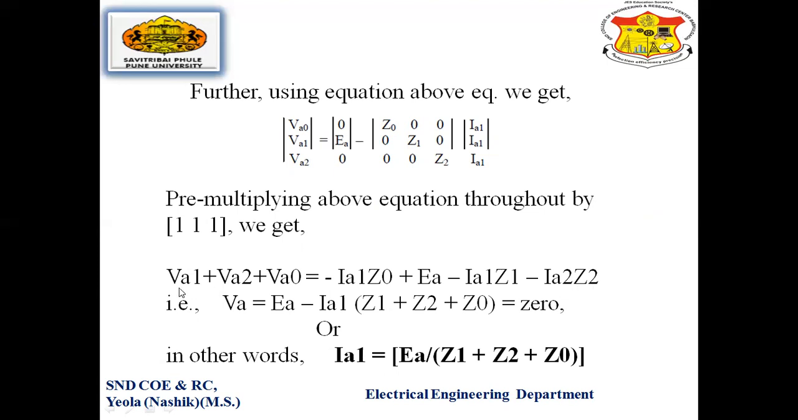That is, VA, which is equal to VA1 plus VA2 plus VA0, is the voltage of phase A, which is equal to EA minus IA1 into (Z1 plus Z2 plus Z0), which is equal to 0. By solving this equation, we can say that IA1, the positive sequence current, is equal to EA divided by (Z1 plus Z2 plus Z0).